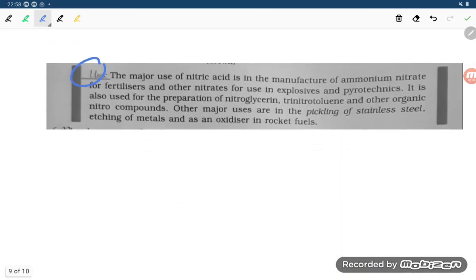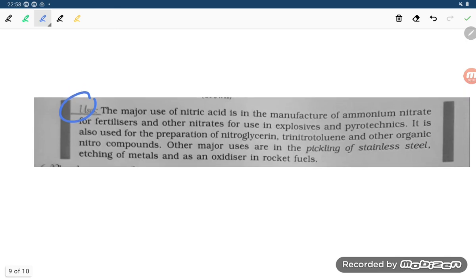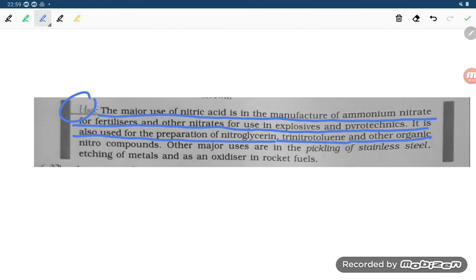Next are the uses, which you should also learn. The major use of nitric acid is in the manufacture of ammonium nitrate for fertilizers, and other nitrates for use in explosives and pyrotechnics. It is also used for the preparation of nitroglycerin, trinitrotoluene, and other organic nitro compounds. Other major uses are in the pickling of stainless steel, etching of metals, and as an oxidizer in rocket fuels.